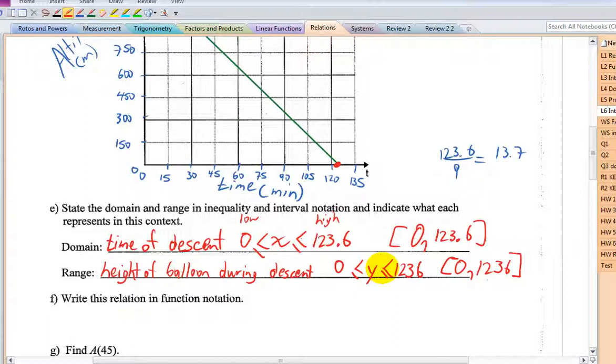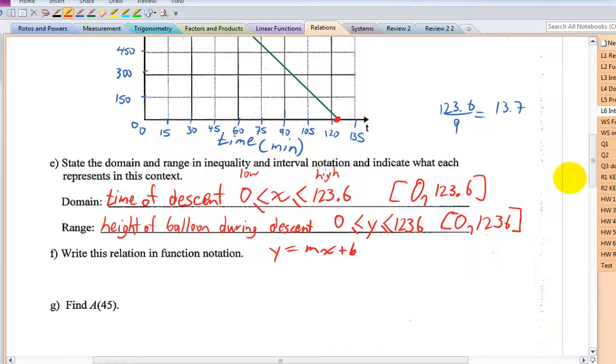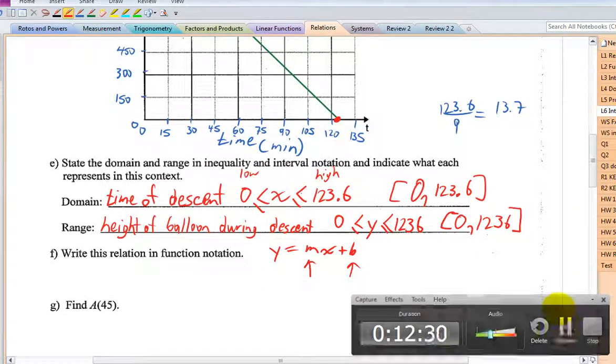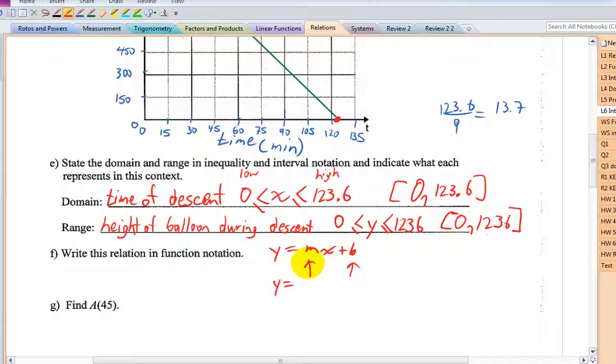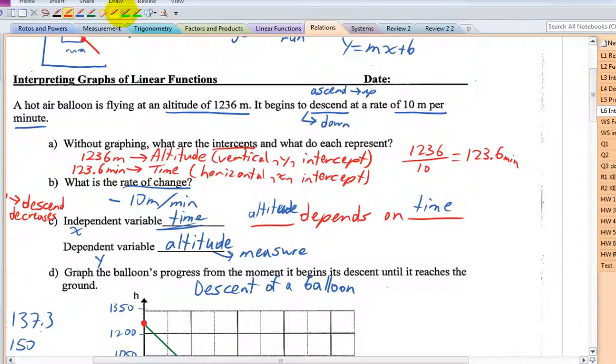Okay, write this relation in function notation. First of all, I want you to switch this, y equals mx plus b. Please write it using the information we know from up above. So replace your m and your b. Go. So what you should have written down was y equals negative 10x, because that's your rate of change, plus 1236. All that information's up here, folks. Okay. So here's your rate of change, and here's your intercept.